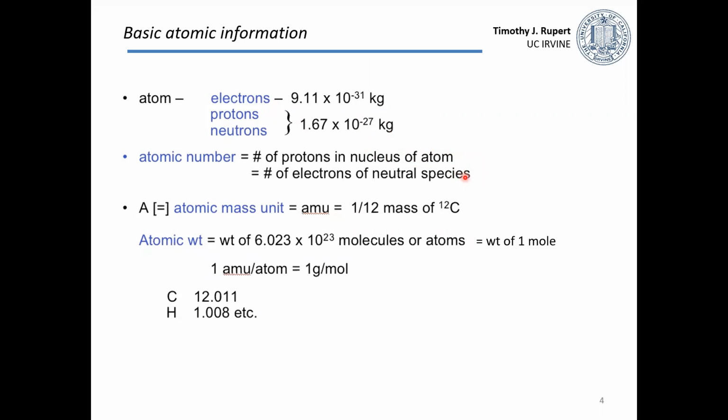On the periodic table, you'll also see atoms described in terms of their atomic mass unit, and we have to define a baseline or reference point: an atomic mass unit is just 1/12 of the mass of carbon-12. You'll also see atomic weight on the periodic table, which is the weight of a certain number of molecules or atoms. In this case, it's Avogadro's number of molecules or atoms, so you can think of it as the weight of 1 mole of material. There's an easy conversion: something that is 1 atomic mass unit per atom is equal to 1 gram per mole.